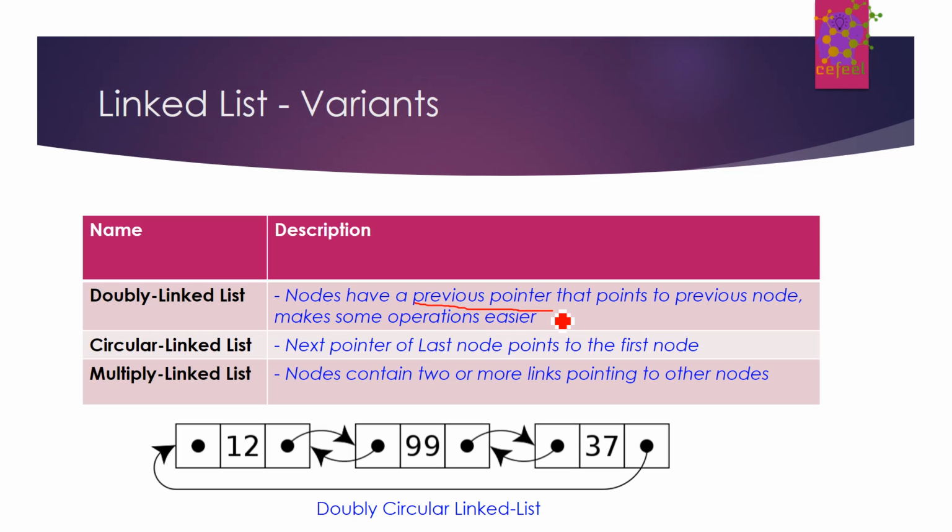So here is a doubly circular linked list where you can see every node has 2 pointers, the next pointer, and then there is a previous pointer. So for 99, the previous pointer points to 12 and the next pointer points to 37. And also it's a circular linked list, which means the last node's next, which is 37's next, points to the first node.